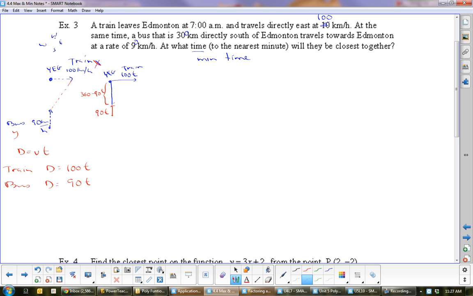And now we have a Pythagoras relationship. Why is it 300 minus 90t? Because it's 300 directly south, and every second that 300 will get smaller and smaller. Let's call this d, because if we minimize d, that is the closest they're together, and then we can figure out the time that that distance is happening.